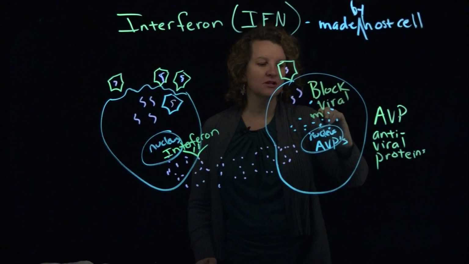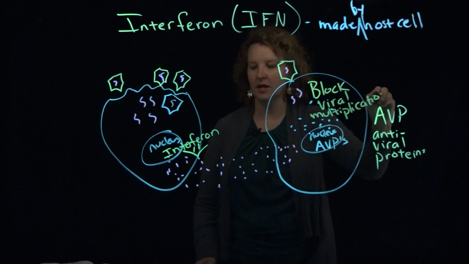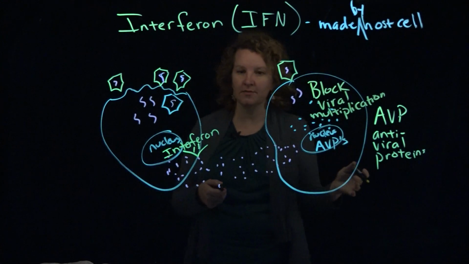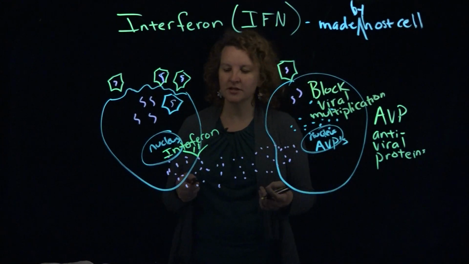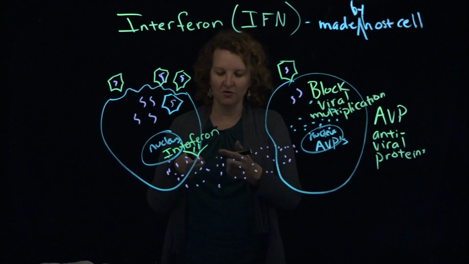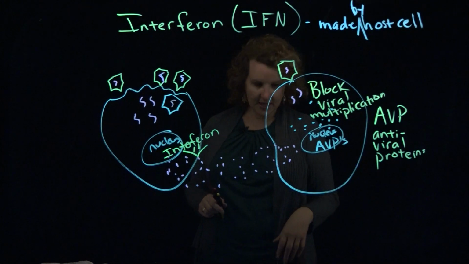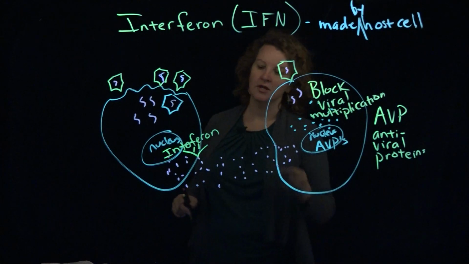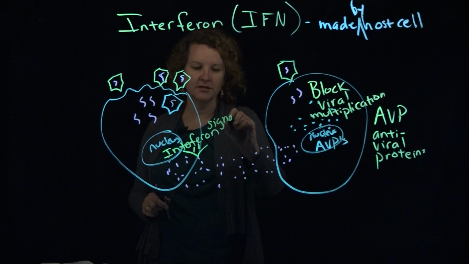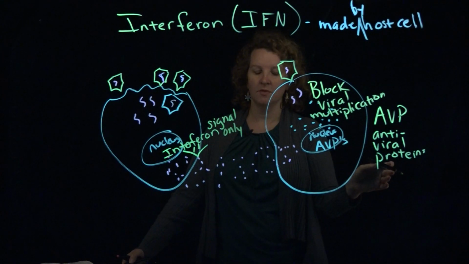But the cell does not know to make these unless it picks up that signal from the neighboring cell. So this cell isn't saved, which I think is kind of interesting, but its neighbors are. So it's not necessarily a self-sacrifice, but a way to help everyone else out, even though it's not going to do you any good there. So we'll actually block that. And one of the things to always remember here is that interferon itself is strictly just a signal only. It doesn't attack the viruses. It's actually the antiviral proteins made by other cells.